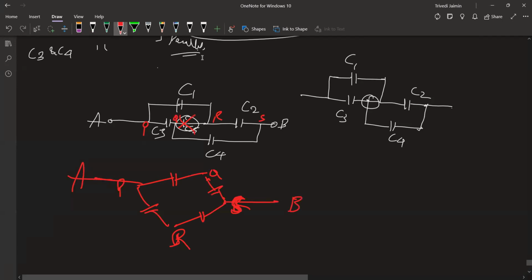So between P and Q, which number? C3. P and R, C1. R and S, C2. S and Q, C4. See, now it's easier. Now tell me, Adyasha. Yes, sir. This one we can join and this C1 and C3 here. So we can solve it.